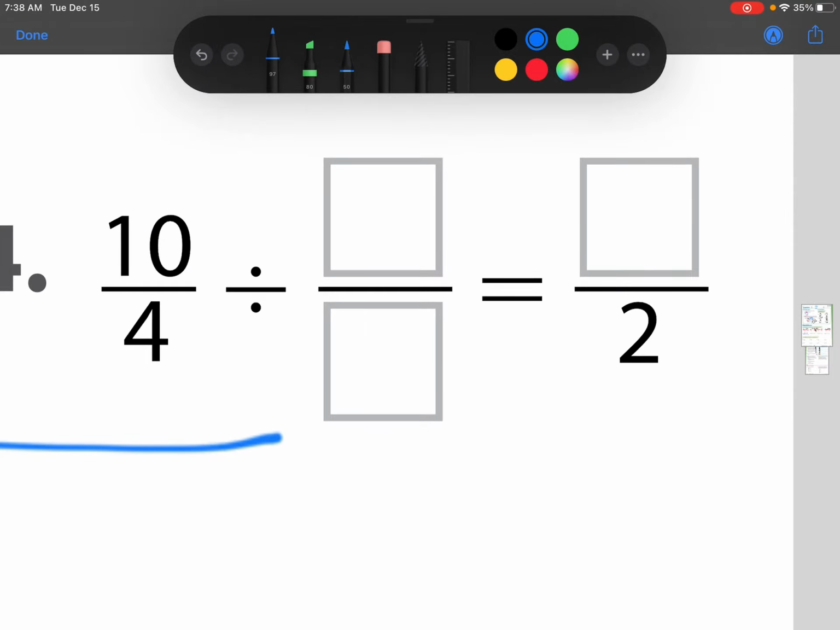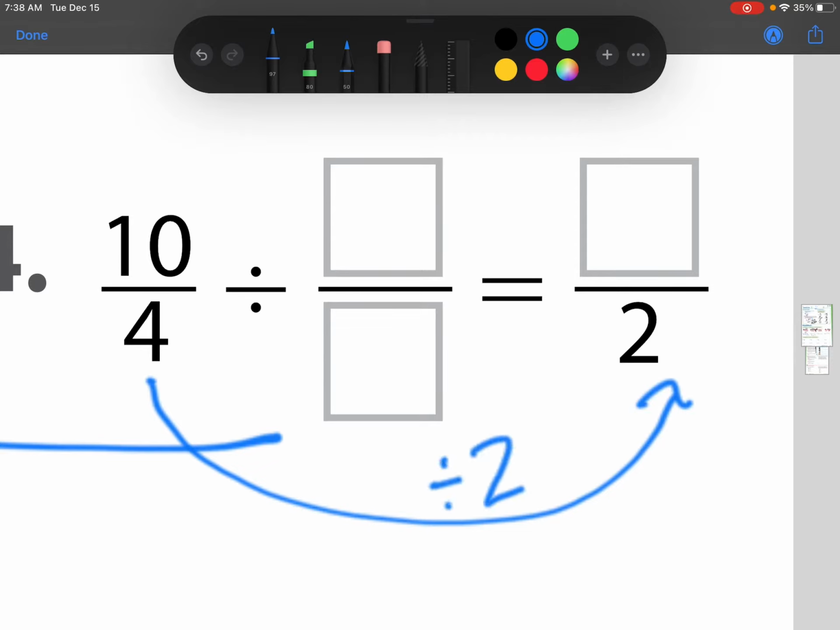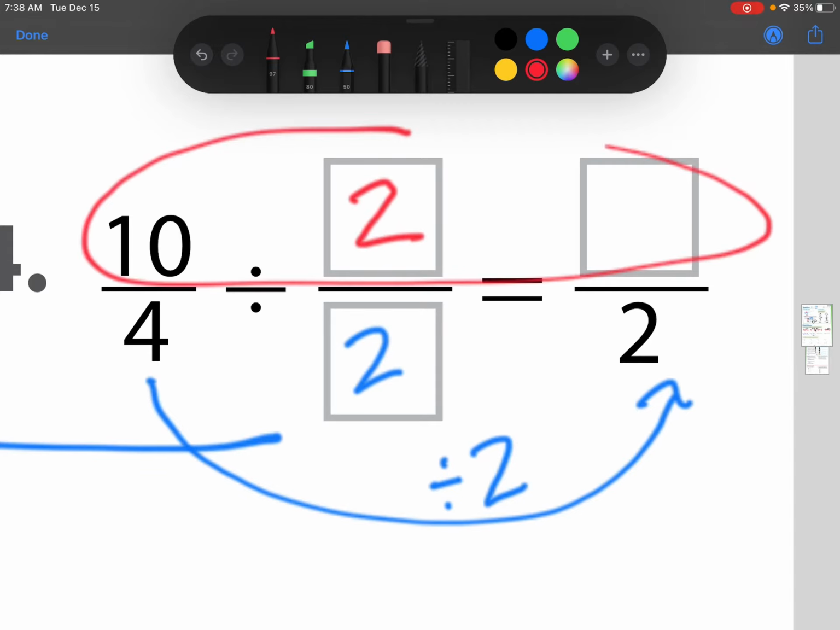So same thing here. How to get from 4 to 2? Well, since it's getting smaller, I have to divide. So I divided it by 2. Then whatever I do to the denominator, I have to do to the numerator. 10 divided by 2 is 5.